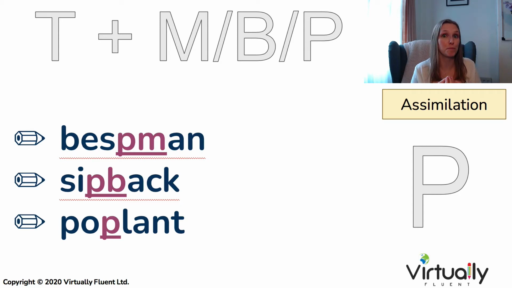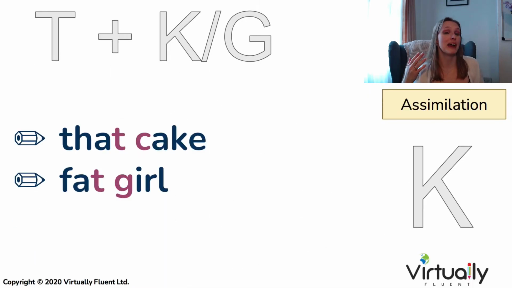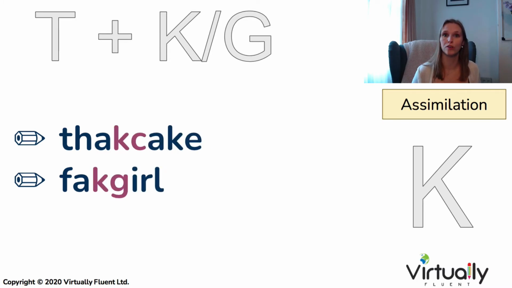The same as sit back or pot plant. You can see my mouth moves into that P position at the end of that first word. Now, if the T is followed by a K or a G, we want to go straight for that K sound. For example, that cake or fat girl.